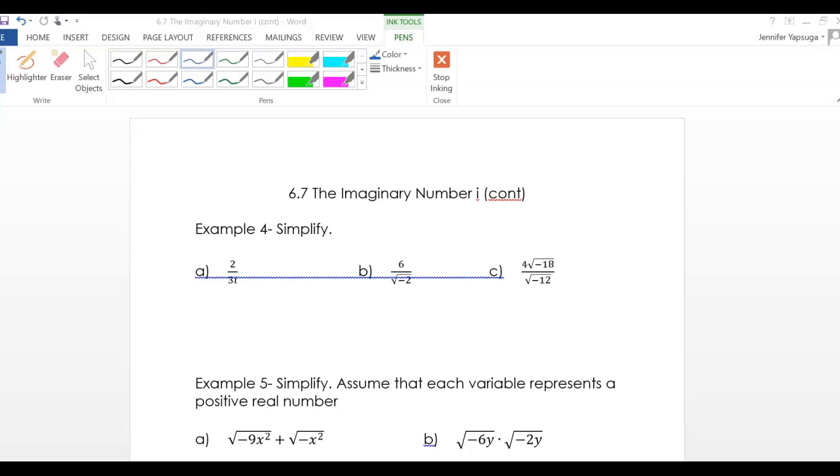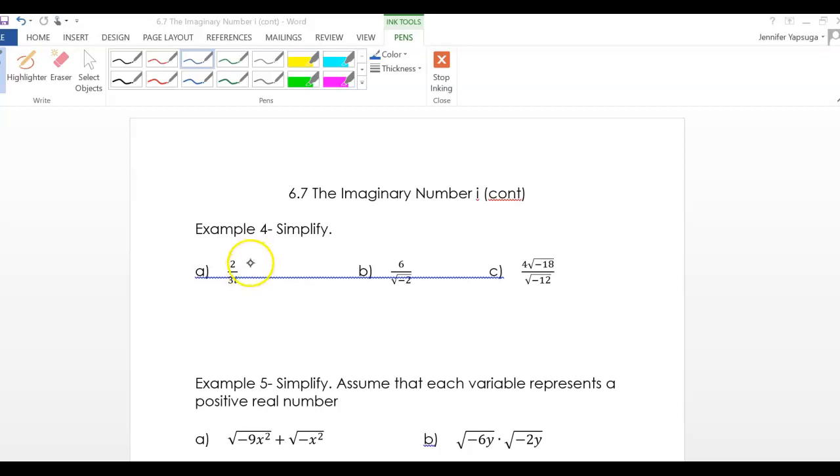So I'm going to go ahead and get started with this first example, 4a, which is 2 over 3i, and I apologize, but Word doesn't like the way that I formatted this, so that's why that blue squiggly line is across. When we're looking at a problem like this, just like when we were simplifying radicals, we couldn't leave a radical in the denominator, and the same is true with an imaginary number. So we need to somehow turn the denominator into a real number. So we need to remove that i.